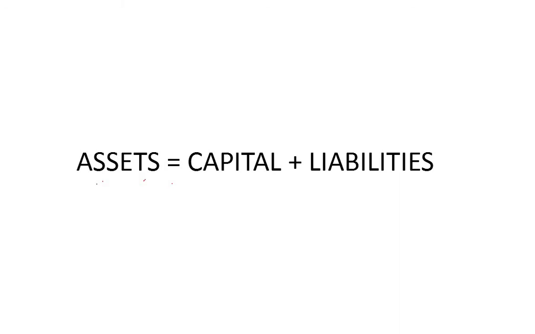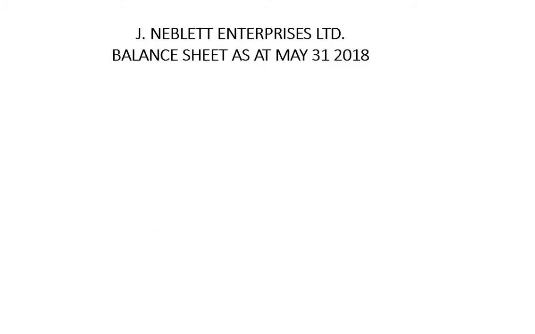Now the horizontal balance sheet uses the equation assets equal to capital plus liabilities. It is the same equation, we just shift around capital and liabilities. Now when you're doing your balance sheet, the first thing you write is your title, which is the name of the company, and underneath we put the statement balance sheet as at, and we put the month and the last day of the month and the year in which the transaction has occurred. So in this case we have J Neblett Enterprises Limited balance sheet as at May 31st 2018.